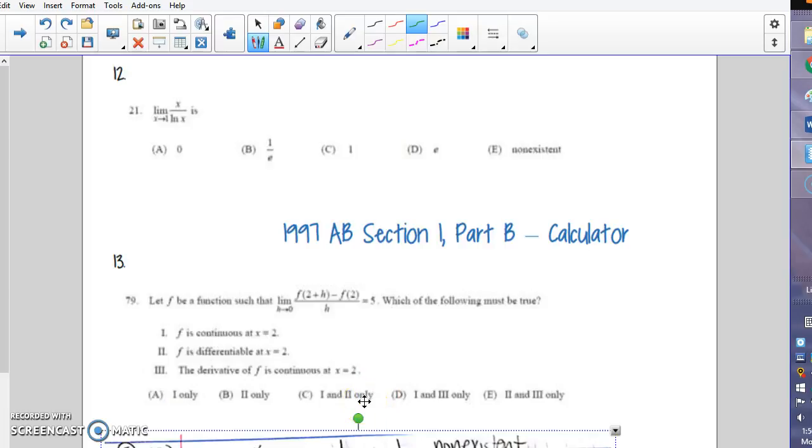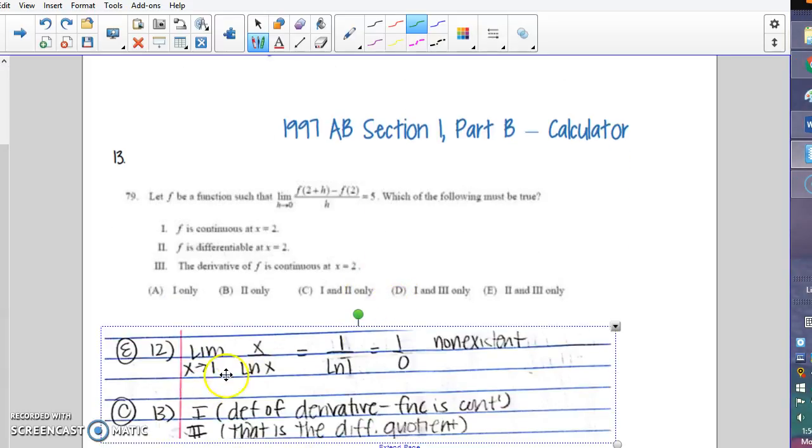This one is just good old-fashioned plug and chug, so throw 1 in for each of those. There's nothing you can do with the natural log in the denominator. There's not a way to fix it or rationalize it, so it's a direct substitution. And when you do that, you get 1 over 0, therefore that limit does not exist.